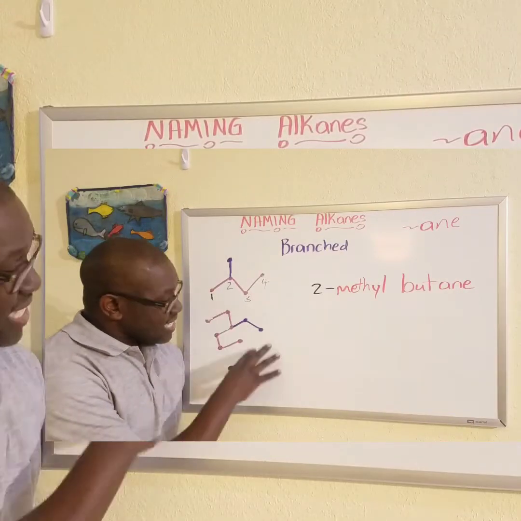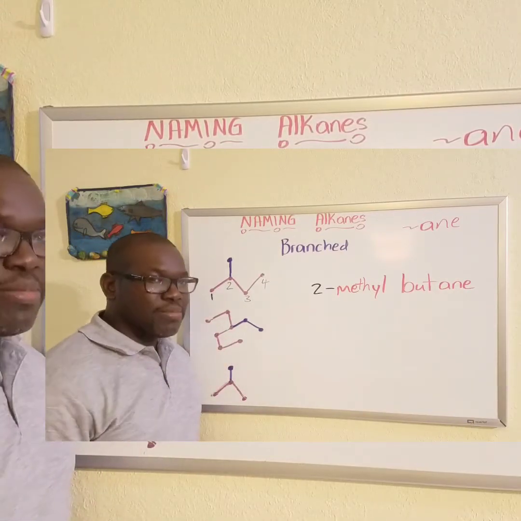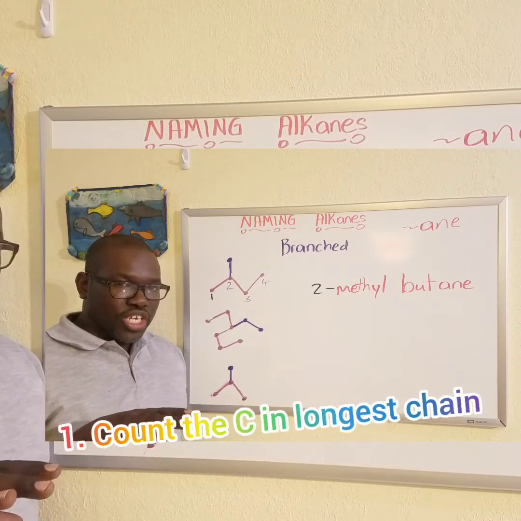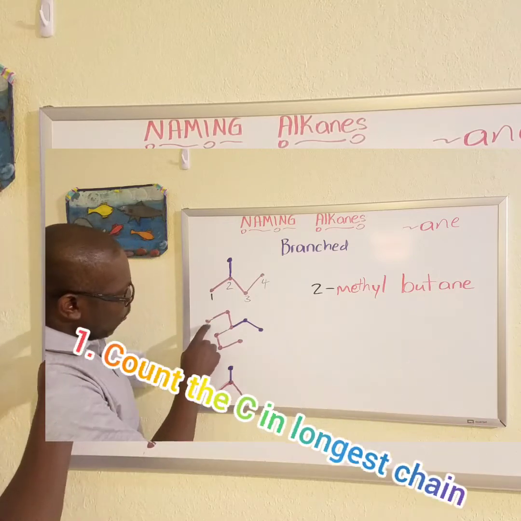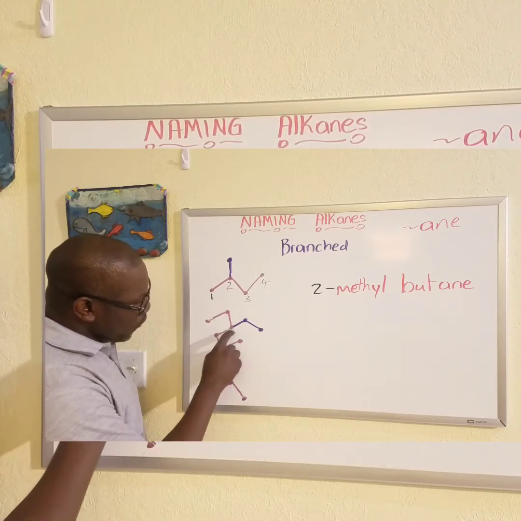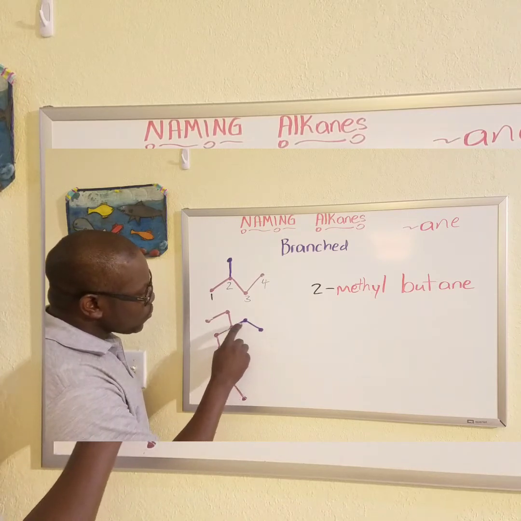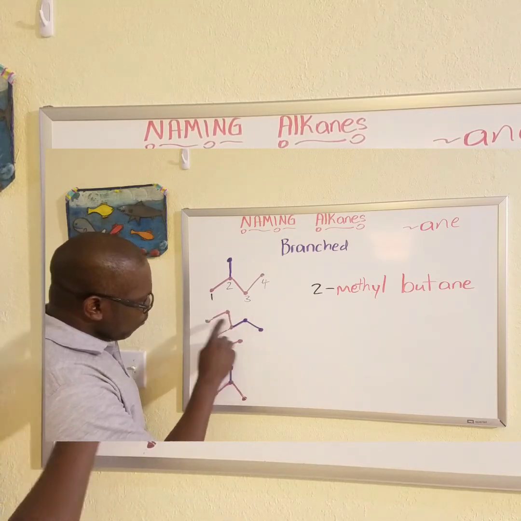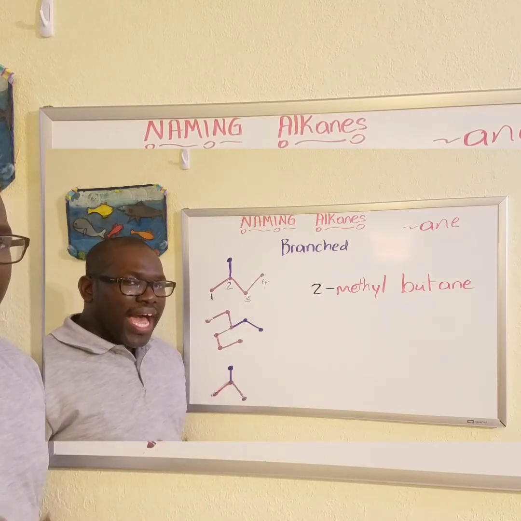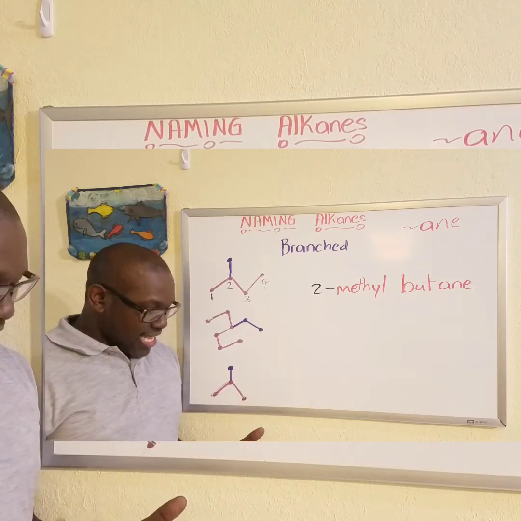So in our second example, we're going to follow the same steps. 1, count the number of carbons in the longest carbon chain. So let's do that. 1, 2, 3, 4, 5, 6. 1, 2, 3, 4, 5, 6. 1, 2, 3, 4, 5. 1, 2, 3, 4, 5. So we see that the highest number of carbons we get is 6.